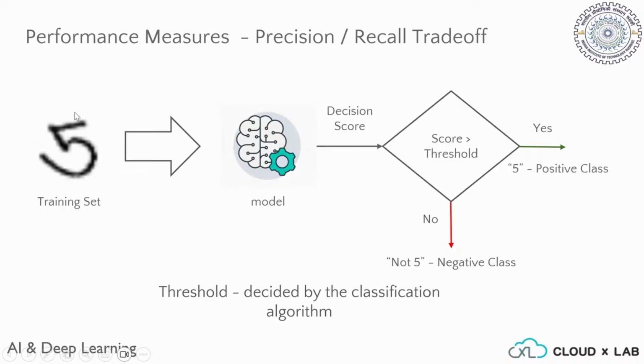So for this classification task, the model is calculating a score, and then we will use some score to predict its class. Given this image, the machine learning model will calculate one score, and we will use some threshold. If the score is greater than the threshold, then one class; if not, then the other class, right? So here this threshold is decided by the classification algorithm.